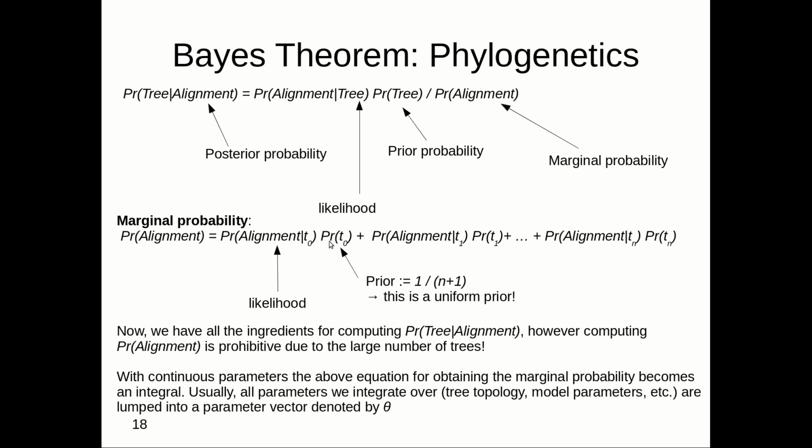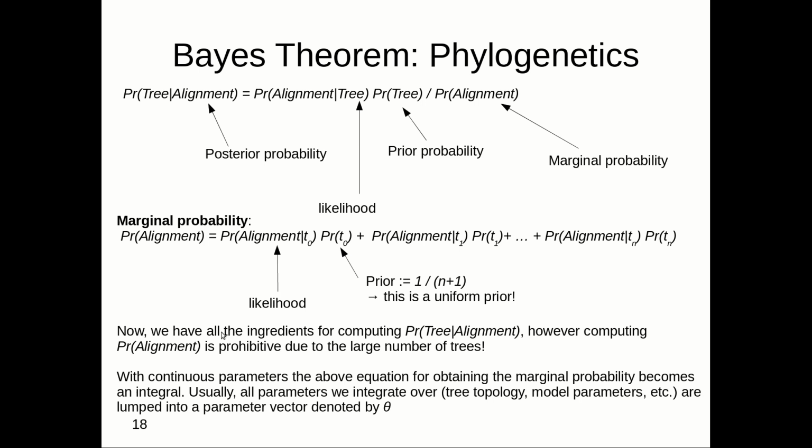So for instance here, a uniform prior would be 1 over n plus 1, so n plus 1 is just the number of possible trees, and this would then be a uniform prior, so you can kind of move that out of the summation and put it in front. So now we do have all the ingredients that we need for computing our posterior probability. However, computing the marginal probability of the alignment is actually prohibitive due to the large number of trees.